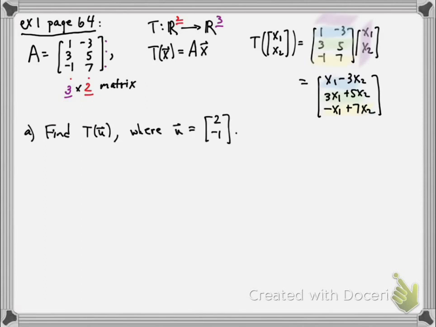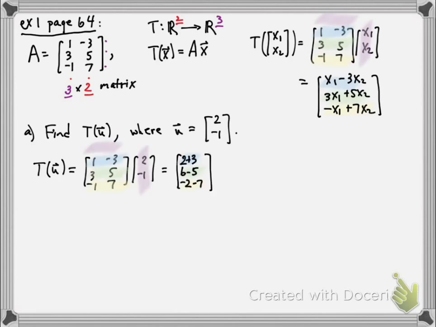So the first question that we want to consider is find T of u, where u is the vector 2, -1. And so this is just asking us to plug in the vector u into the map T. And so I just need to take that matrix A and multiply it by u. And I get 2 plus 3 is the first component, 6 minus 5 is the second, and -2 minus 7 is the third. So this is 5, 1, -9.